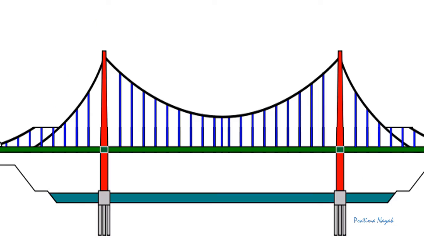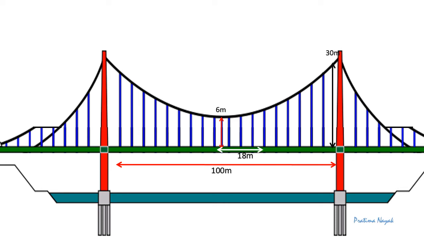Please try to understand what is given and what is asked. So this is the bridge. Its width is 100 meter. Here the supporting wires, the smallest is 6 meter and the longest is 30 meter. Question is, when the wire is 18 meter from the middle, what will be the length of the suspension wire?